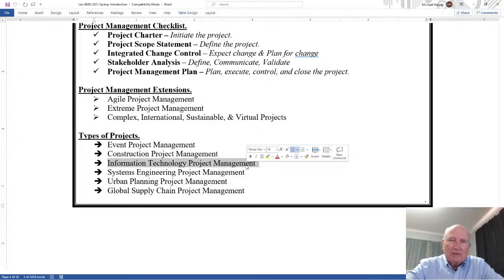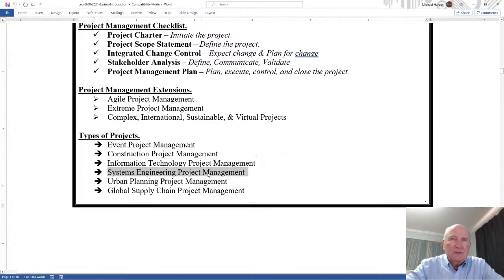Software development project management projects are very, very different than producing a product or producing hardware. Software development is very different. Systems engineering, project management, well, systems engineering is a different approach where you look at different systems. Urban planning, project management, and global supply chain project management, and the list goes on and on. And so you've probably seen projects in the military, projects in government, projects in universities, projects in sports. They're everywhere. But what is a project?